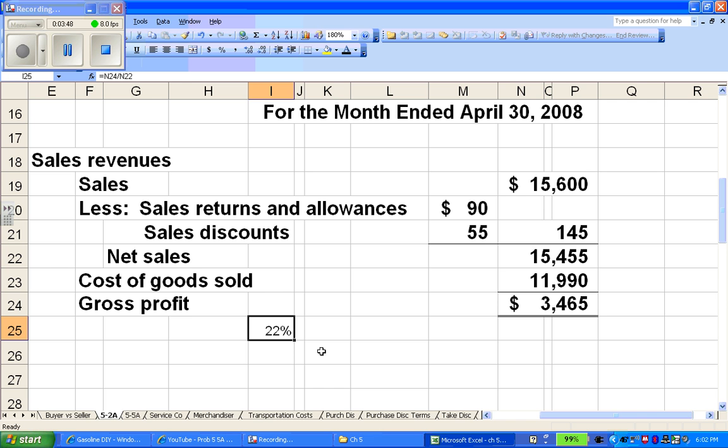All right, the problem didn't ask for that, but it's interesting to see what kind of gross profit this company is making. All right, that was it. That was problem 5.2a.